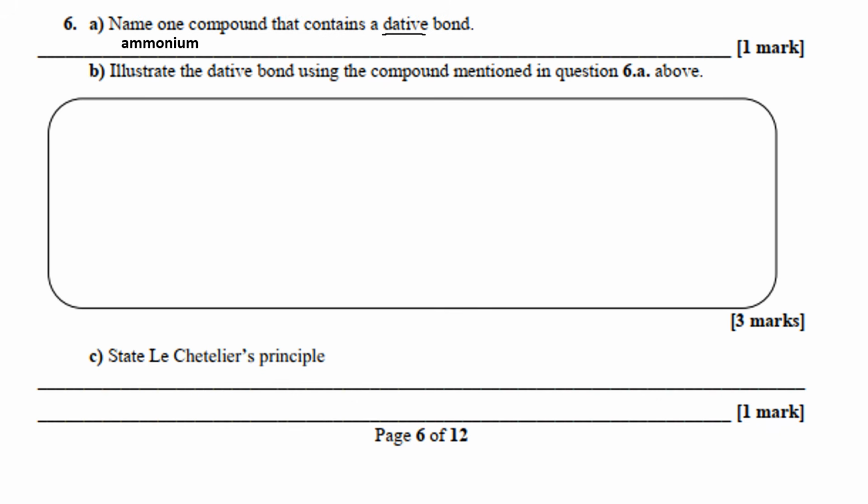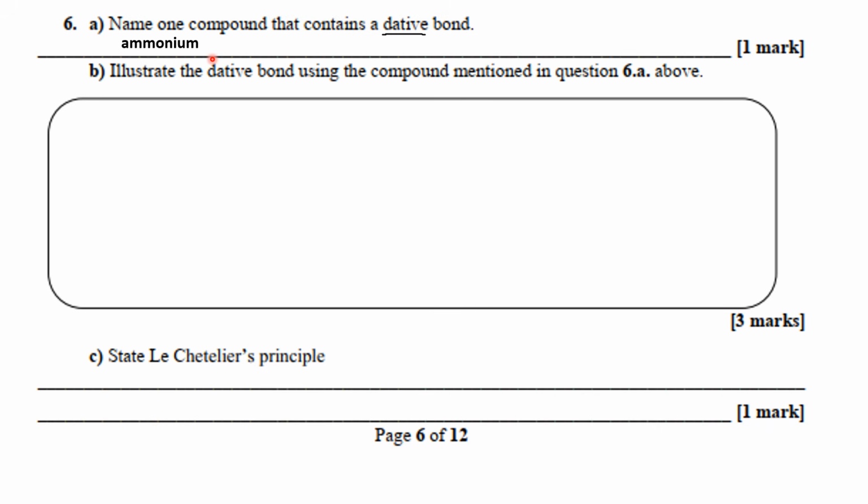So examples of substances that contain a dative bond: ammonia, and many others. I mean, not water, no, but what is called the hydronium ion, the one with the formula H3O plus. That's also dative.